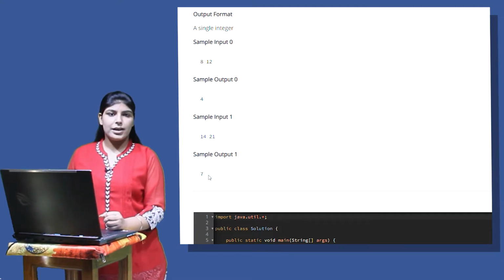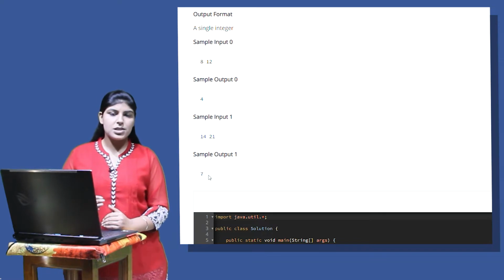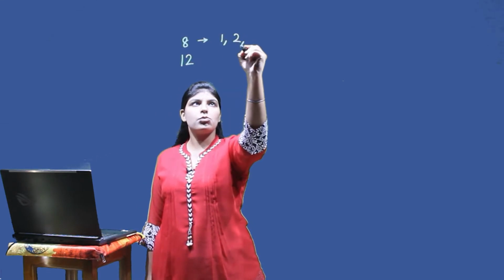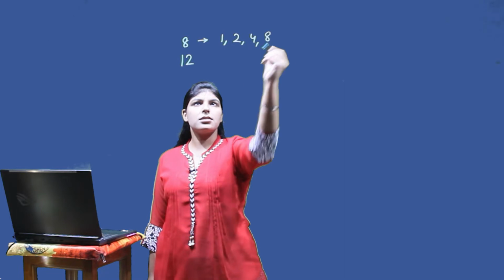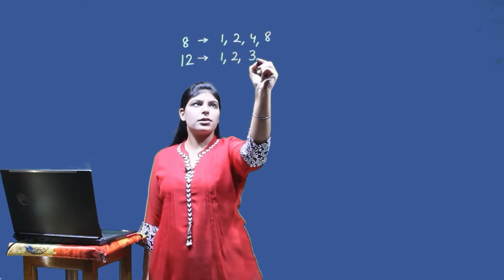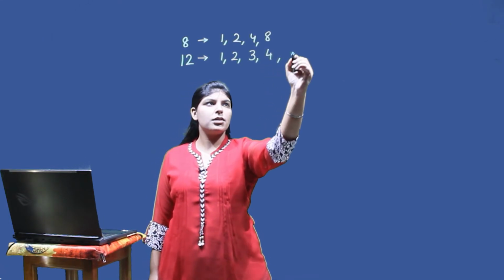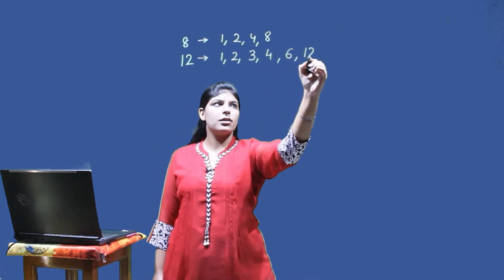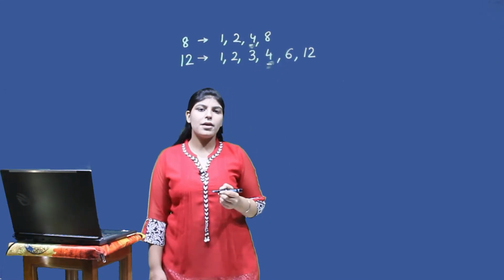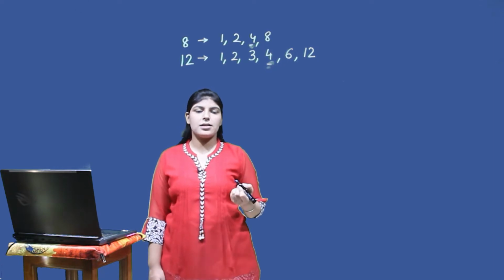So how do we calculate HCF? We need to find a number which is largest and it divides both of them. Suppose we have two numbers, let's say 8 and 12. If I write factors of 8, I'll have 1, 2, 4 and 8. If I write factors of 12, I'll have 1, 2, 3, 4, 6 and 12. So the highest number which divides both is 4. 2 also divides both of these numbers, but 2 is not highest.